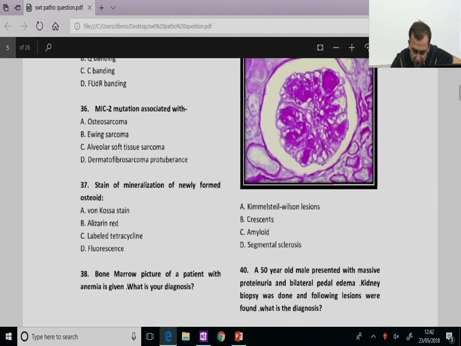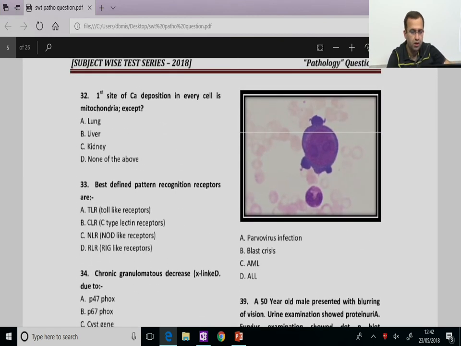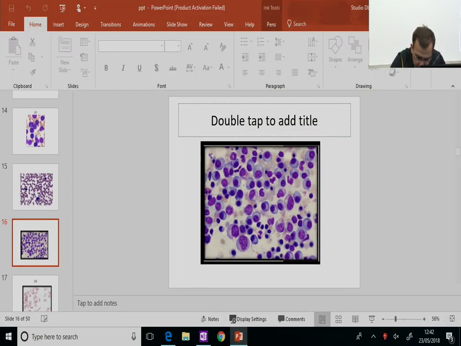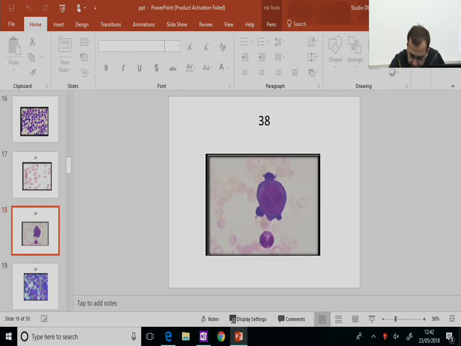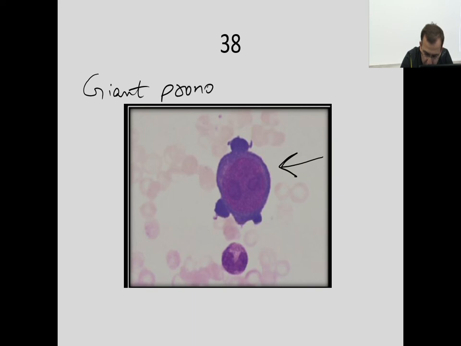A bone marrow picture of a patient with anemia is given. What is the diagnosis? Now, what we see here is the presence of a giant pronormoblast. Wait, let me mark it for you. This is a cell of the erythroid series. And which cell is this? This is a giant pronormoblast.